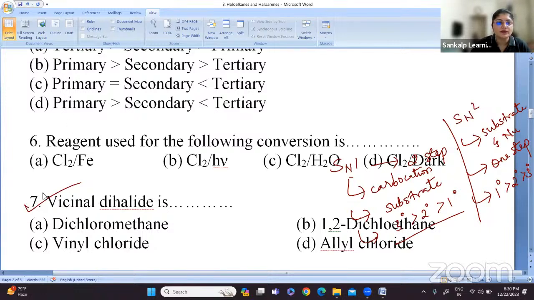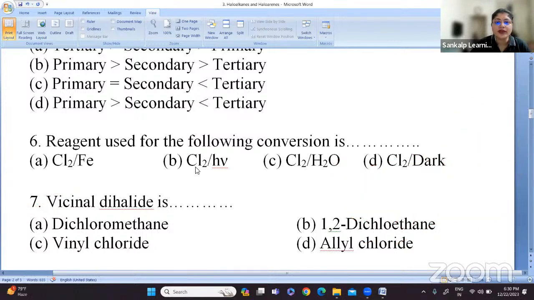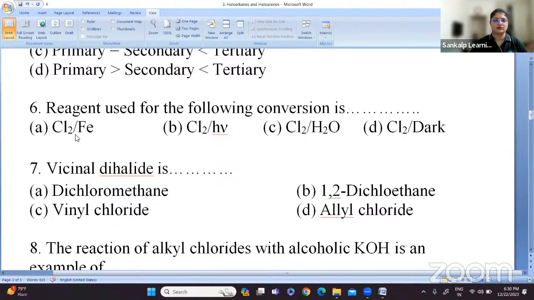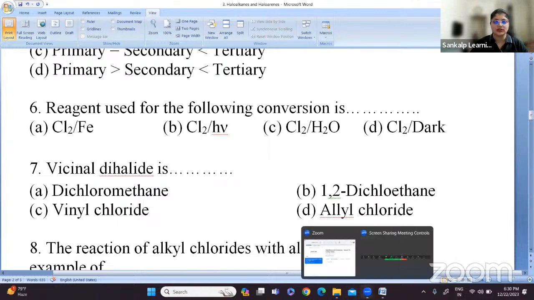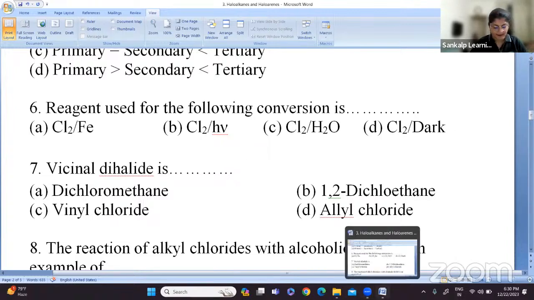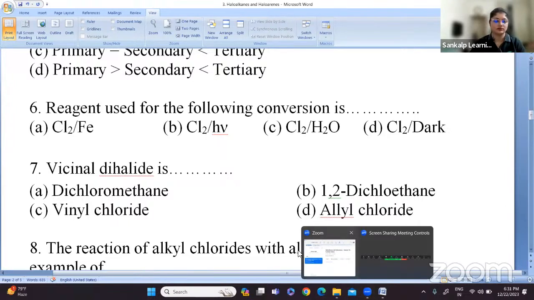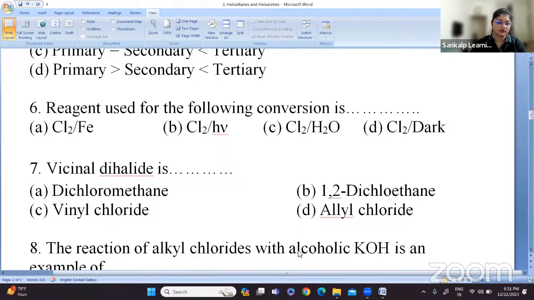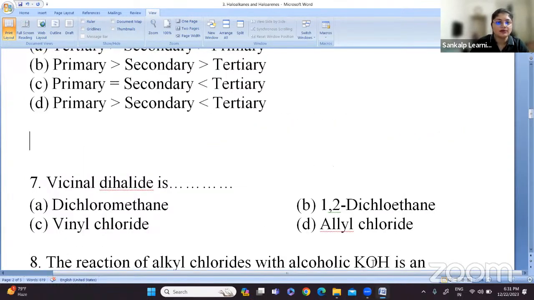Next question. Reagent used for the following conversion is, so which is the... Okay, leave this question. Go for the next question. Go for the seventh one.